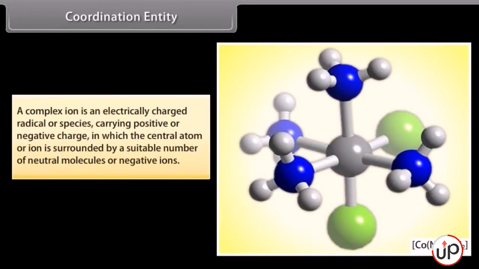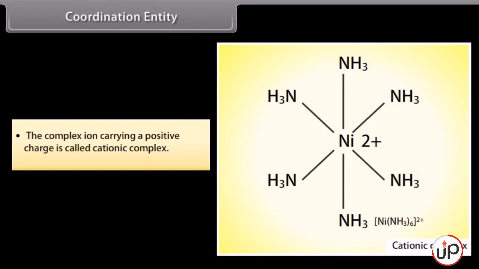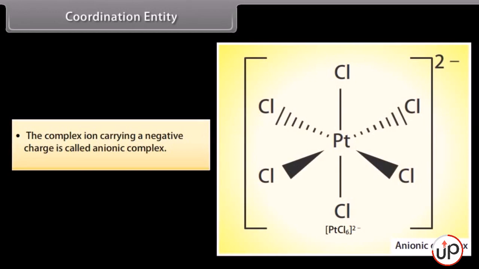Coordination entity. A complex ion is an electrically charged radical or species carrying positive or negative charge in which the central atom or ion is surrounded by a suitable number of neutral molecules or negative ions. For example, [Co(NH3)4Cl2]. The complex ion carrying a positive charge is called cationic complex. For example, [Ni(NH3)6]2+. The complex ion carrying a negative charge is called anionic complex.